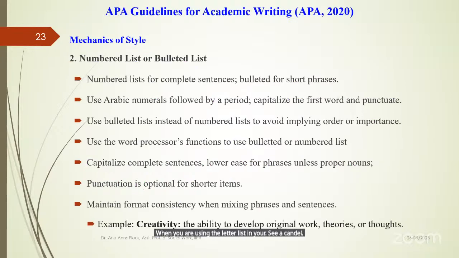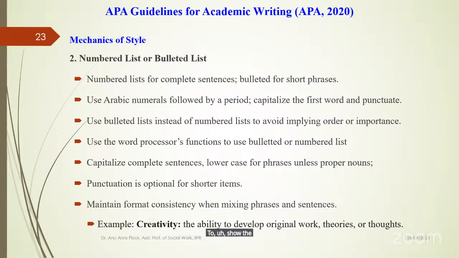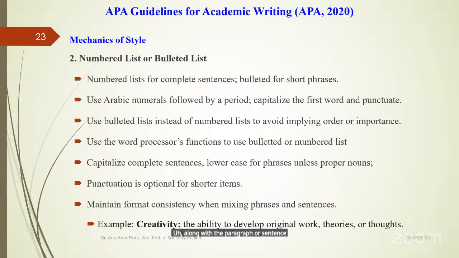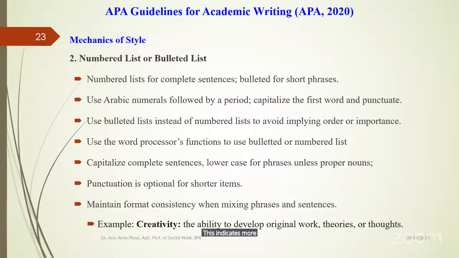Then another style of list is the numbered list or bulleted list, which you can use to show the content or elements in a paragraph in a very prominent way. That means, along with the paragraph or sentence, immediately after that, you can have the next line starting with the numbered list or bullet list. This indicates a more effective presentation in some cases.